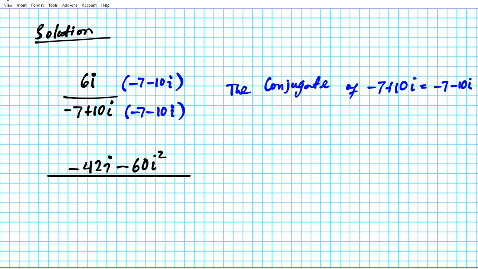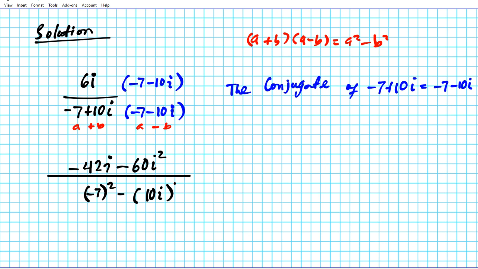Alright, but since we have the formula for difference of squares, a plus b times a minus b is equal to a squared minus b squared, we can just use this formula because this is like a plus b and this is a minus b. So we have a difference of squares. If we apply this formula here, we'll have negative 7 squared minus 10i squared, a squared minus b squared.